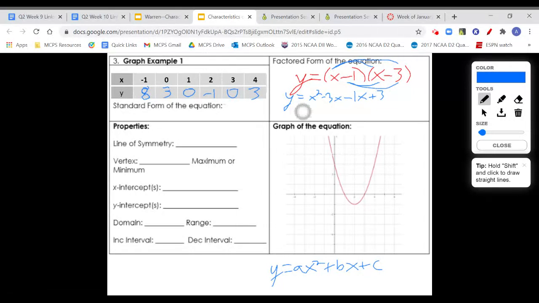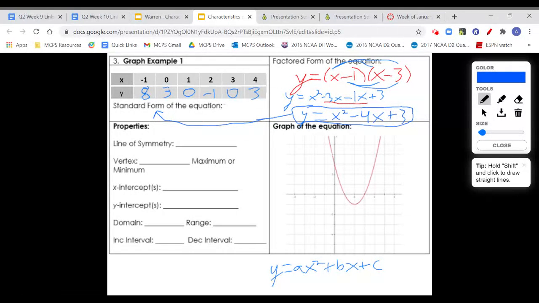Okay? And then if I combine those two like terms that I see here in the middle, -3 minus 1 is -4, so that gives me x squared minus 4x plus 3. And that is the standard form. So I wrote it over here just to save space, but that basically goes over there. That was the worst arrow I've ever drawn. Right? But that is the standard form of this equation.